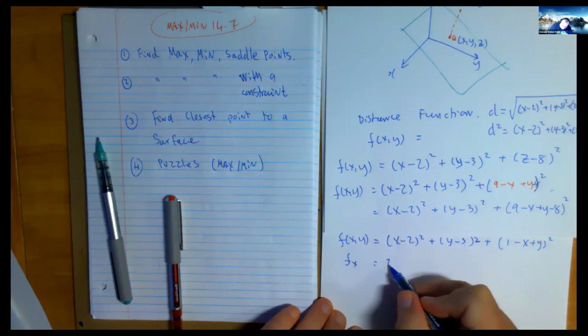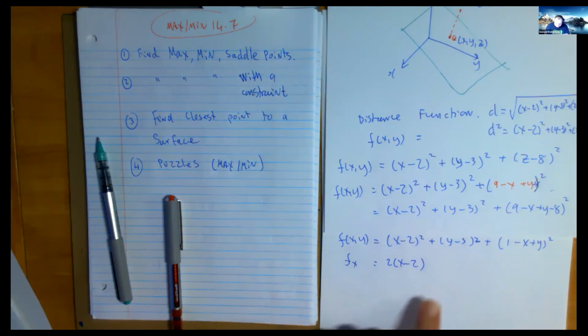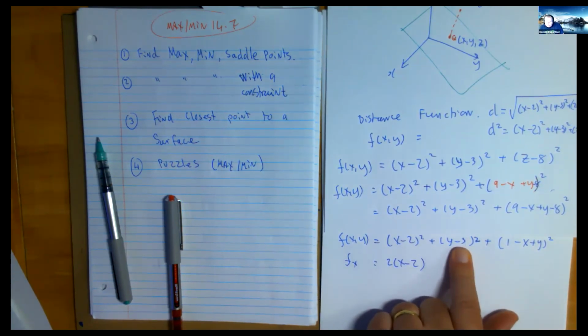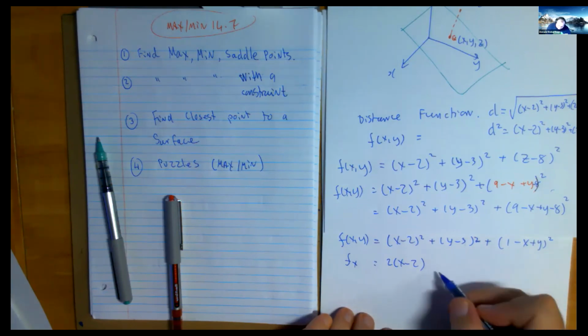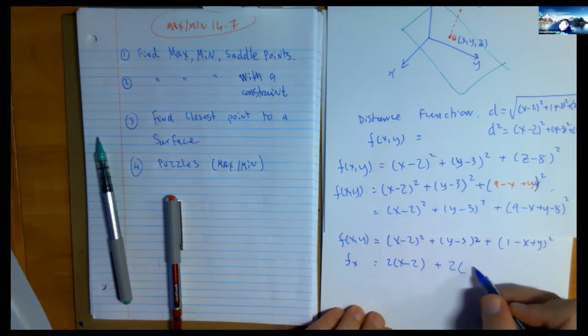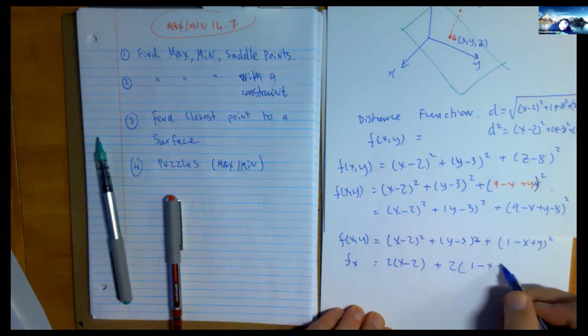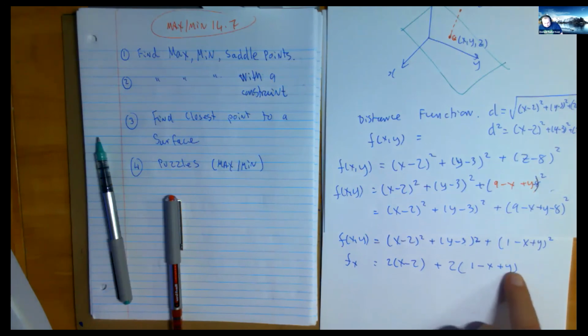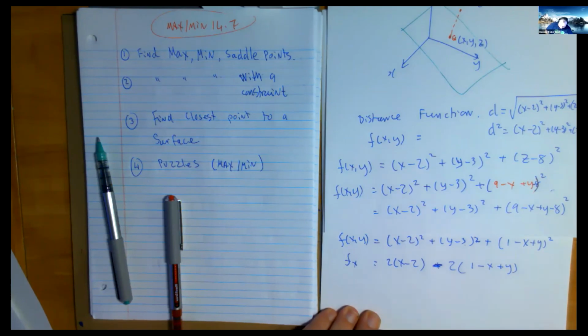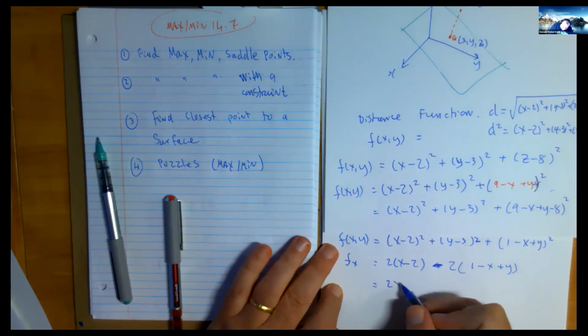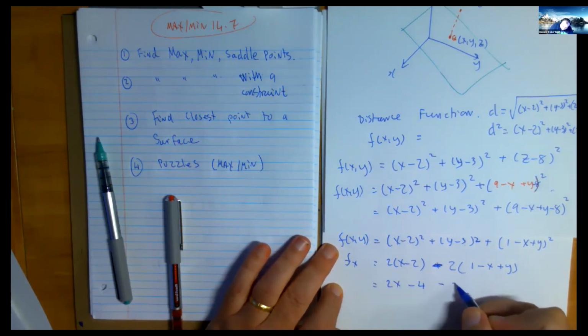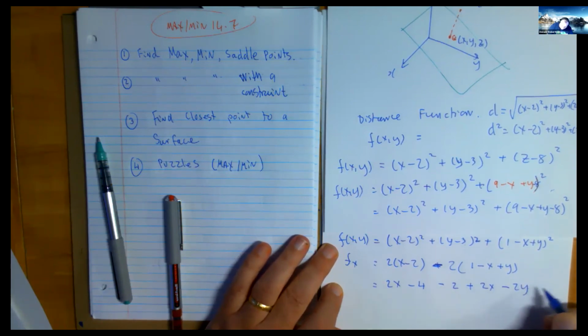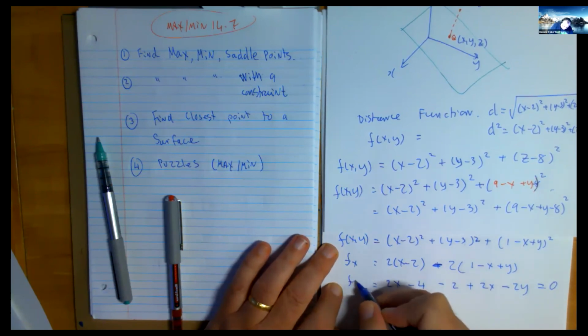You want to differentiate this lot with respect to x, you get that. If you want to differentiate this guy, don't you get nothing? If you want to differentiate this guy, you get 2 lots of 1 minus x plus y, technically to the power of 1. Do I get anything else out of this one? Times -1. So that makes this negative, which means that I can now get 2x take away 4, take away 2, plus a 2x, take away a 2y, and I need to make that 0.